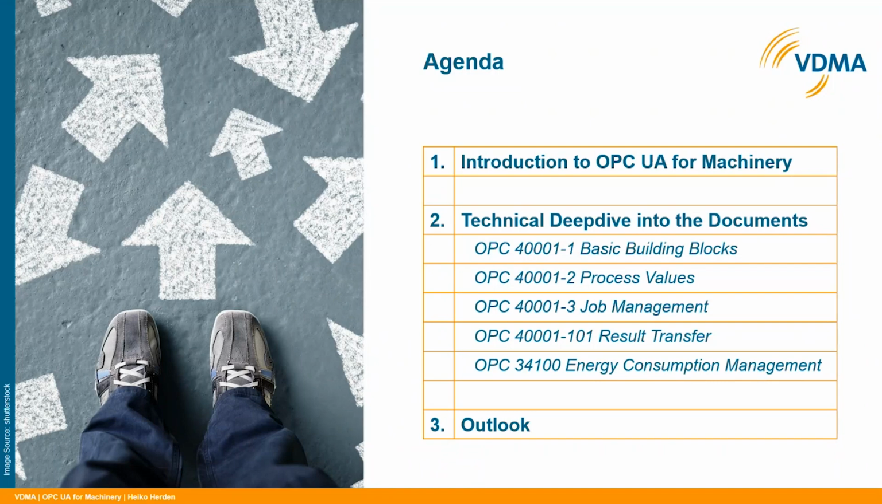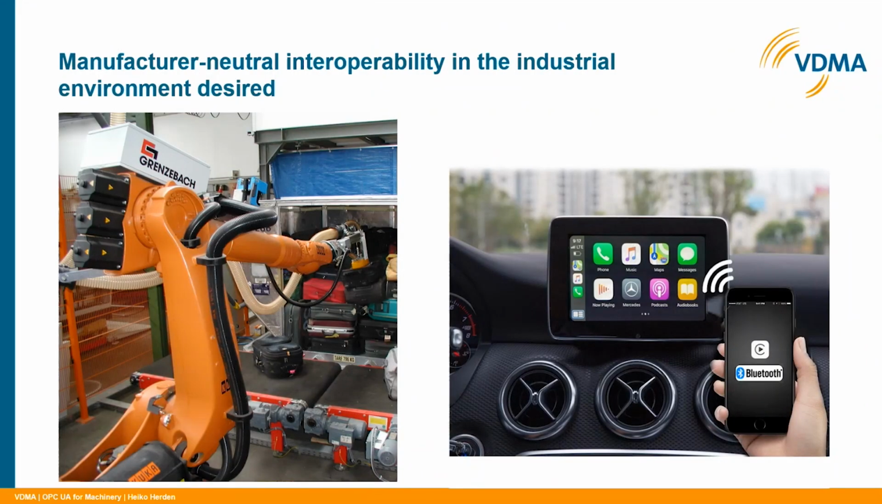First of all, we need to discuss why we need OPC UA for machinery. And this is because we want to achieve a manufacturer-neutral interoperability in the industrial environment. And when I talk about interoperability, you might already know that from your personal life, from your consumer life. If you go to some hardware store and buy a computer mouse or a printer, you can just connect it to your computer, and usually it should work. So this is called plug and work.